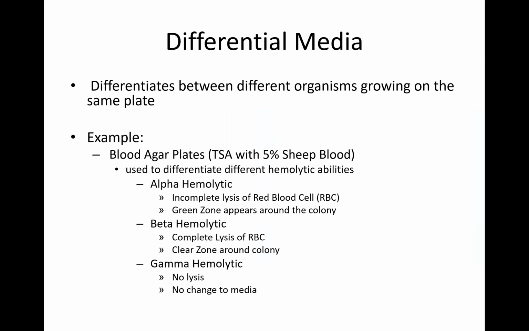So there's alpha hemolytic that doesn't have a complete lysis or breakdown of the red blood cell. So you may see this green zone that appears. In beta hemolytic, it completely lyses the red blood cell. So you see like a clear zone. And then with gamma hemolytic, there's actually not a lysis. So you won't see any change to the media itself.